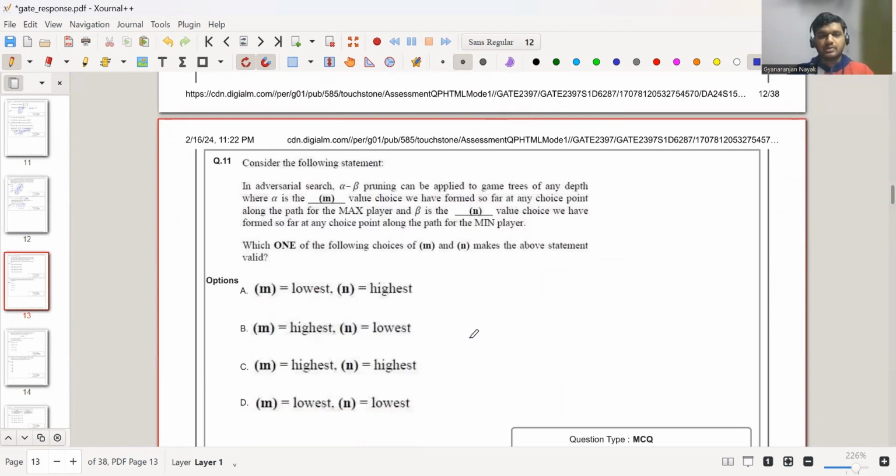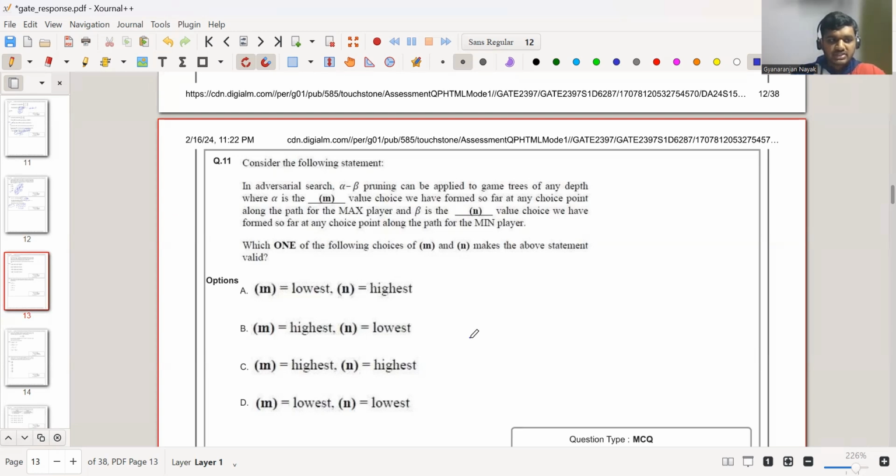Here in adversarial search, alpha beta pruning can be applied to a game tree of any depth where alpha is the m value choice we have found so far at any choice point along the path for the maximum player, and beta is the n value choice we have found so far at any choice point along the path for the minimum player. Which one of the following choices of m and n makes the above statement valid? You know alpha beta pruning.